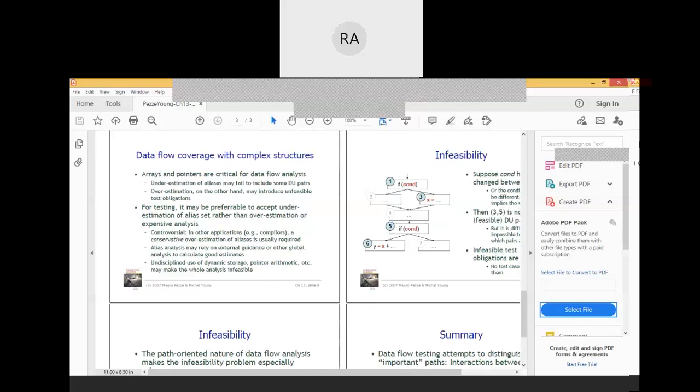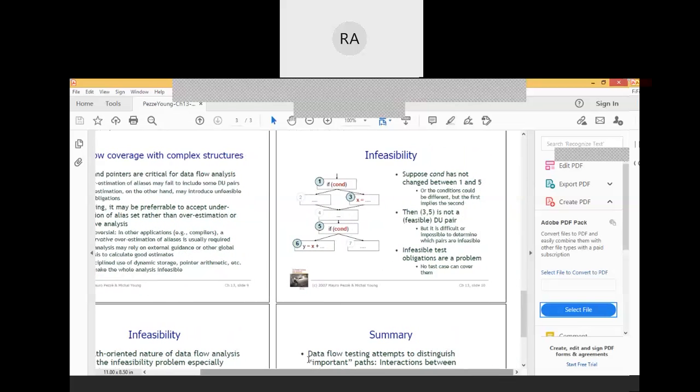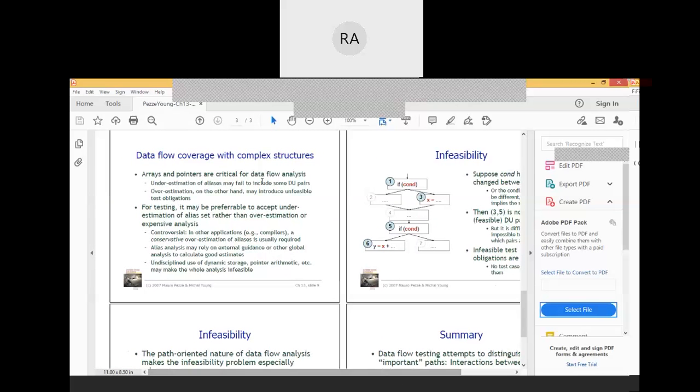Okay, so one point you have to keep in mind with respect to complex structures is that dealing with arrays and pointers and applying data flow analysis on them is quite complex, because these things involve dynamic memory allocation and pointer arithmetic. They make the whole analysis infeasible and it is quite expensive as well.